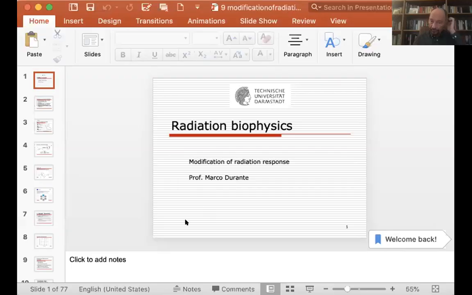So the topic of the lecture today will be the modification of radiation response. We have now seen the basics of radiation action. Now we see how this radiation response can be modified by physical and chemical factors.